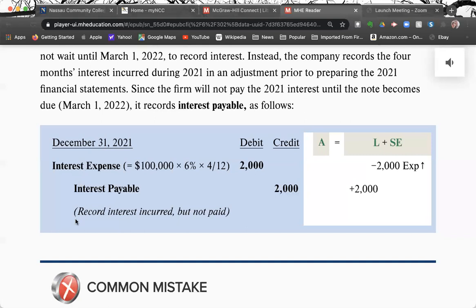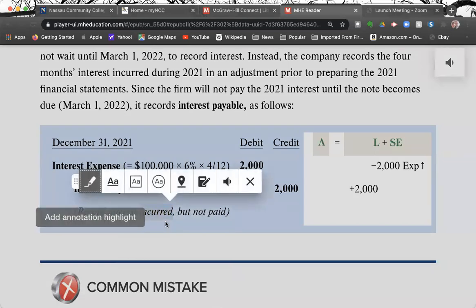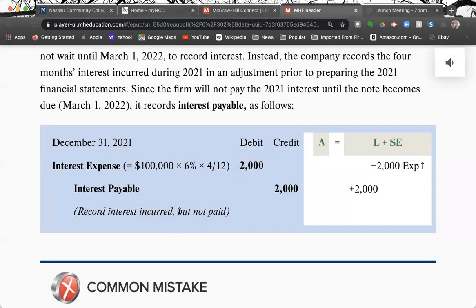So look at the explanation they give you. Record interest expense, they should say, right? Record interest expense incurred but not paid. When you see the word incurred, by now, that word means expense. And when you see but not paid, that means liability, right? So again, go back to the very beginning of the semester when I told you to pay attention to what the words say. It tells you exactly what you have to do.